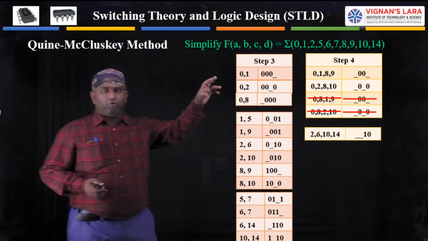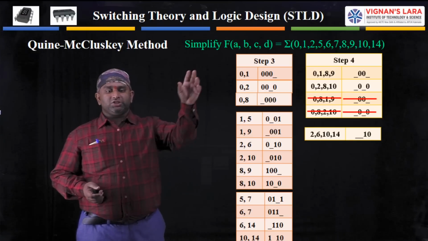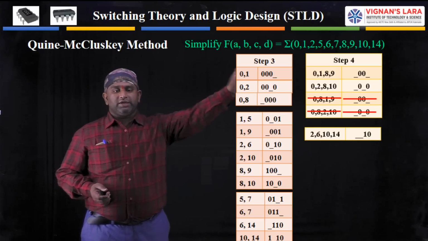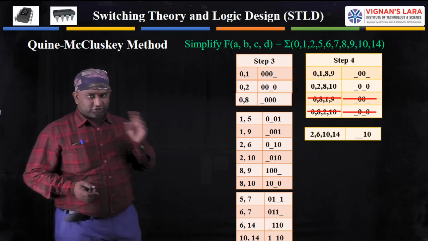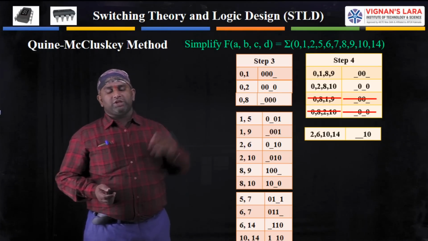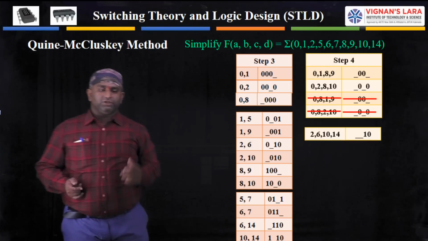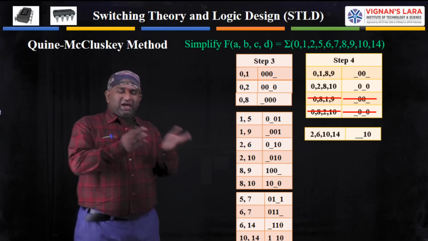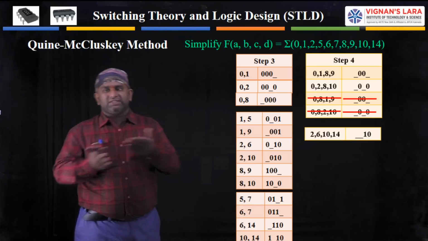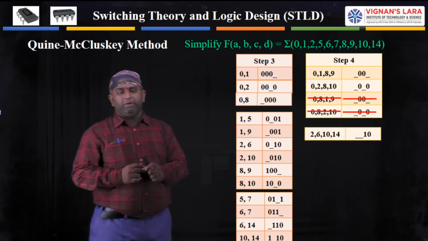In step 4, the first combination is 0 comma 1 comma 8 comma 9. In step 3, we have 0 comma 1, so that is covered by the first element in step 4. Next, the 0-2 we have to check. That is covered in the step 4 second group. And next, 0-8 is also covered. The order may be in the first, second, third or fourth position, whatever it may be, but the combination should be present.